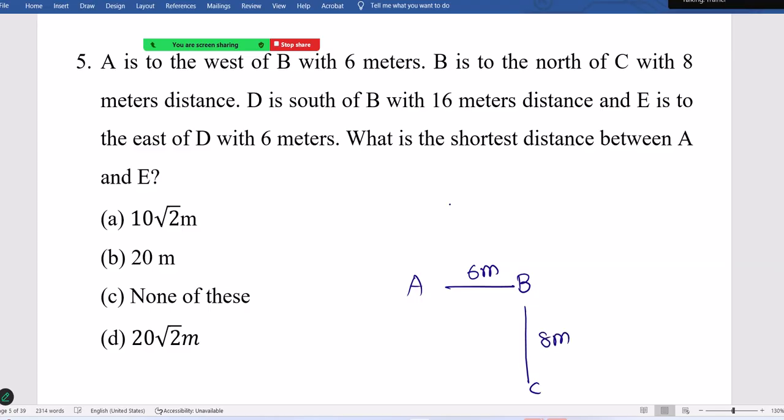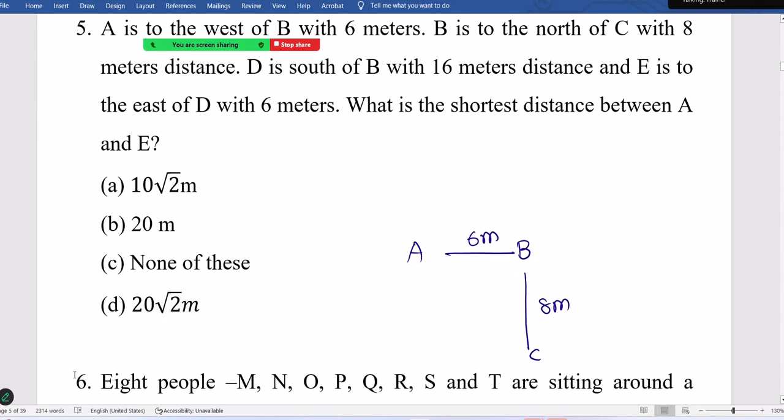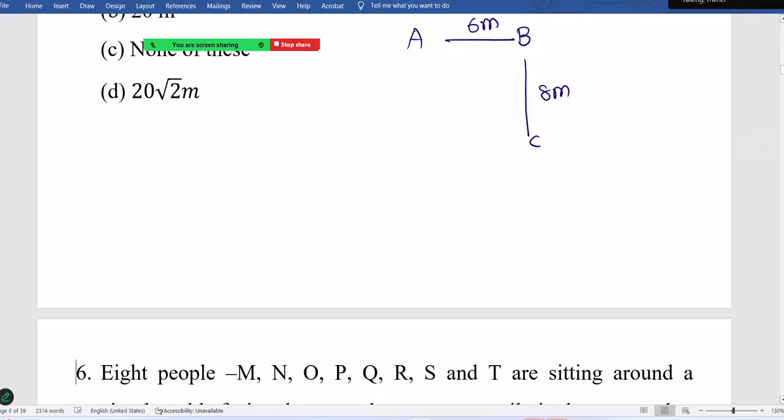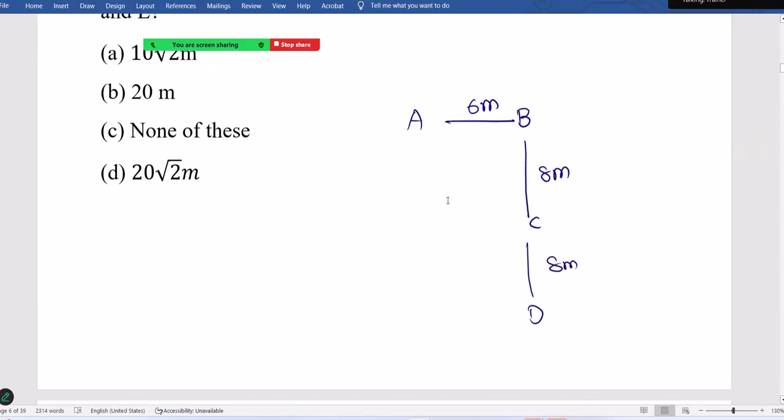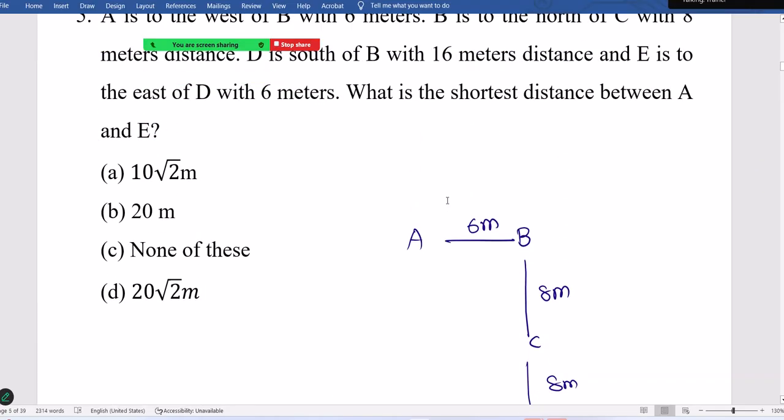8 meters. D is south of B, 16. So it will be here, 8 meters. D is south of B means D is below B. Total 16. Here to here 8, here to here 8.